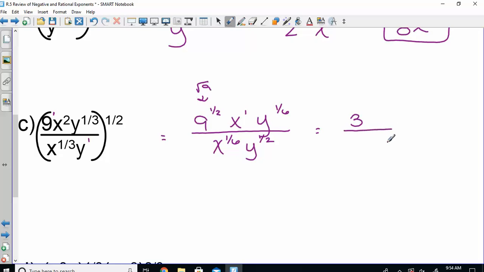I have x's on both the top and the bottom. So, look at your exponents. We have a 1 and a 1/6. Which is bigger? 1. So it'll go to the top. And then what do we do with those exponents? Subtract. So what's 1 minus 1/6? 5/6. Okay, for my y's, what's bigger? 1/6 or 1/2? 1/2. So it will end on the bottom. 1/2 minus 1/6. 1/3.